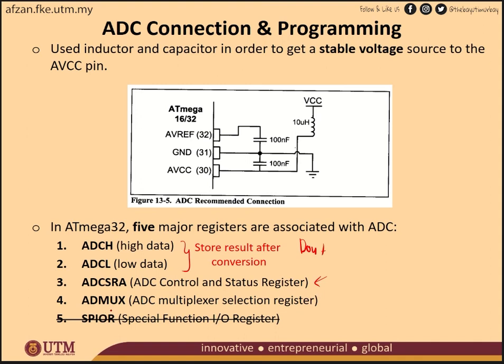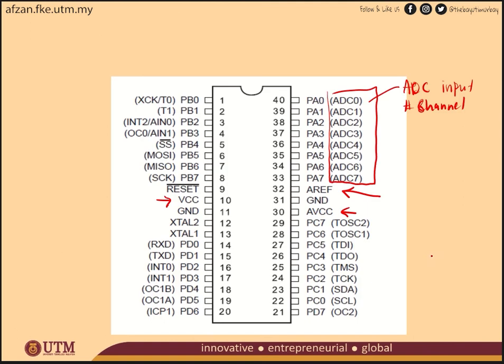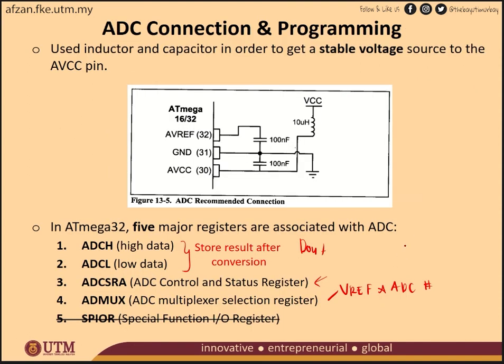And last but not least is your ADMUX, which we call the ADC multiplexer selection register. Okay, this ADMUX is used to select your VREF as well as to select your ADC channel, which we have 8 ADC input channels. So you need to select which one you're going to use. For example, if you're going to connect your sensor to ADC7, make sure that at your ADMUX you choose ADC7. Okay, so this is the important setting that you need to know.